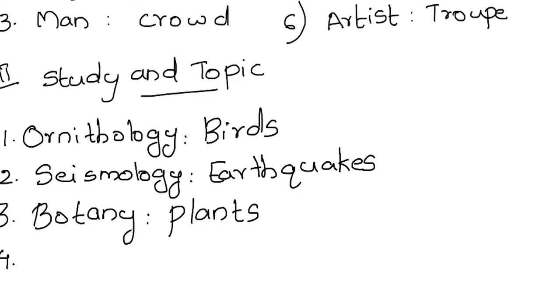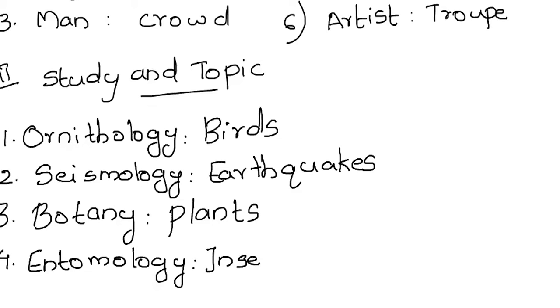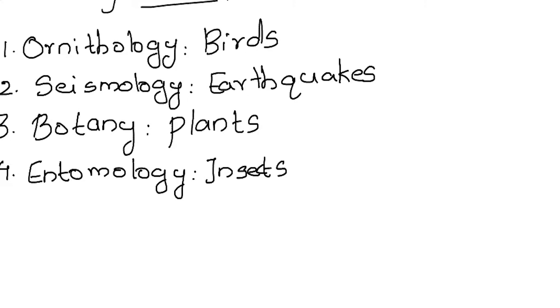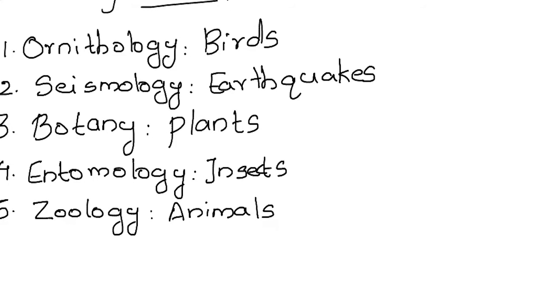Next is botany. Botany is the study of plants. Fourth one is entomology. Entomology is the study of insects. Fifth one is zoology. Zoology is the study of animals. Next is virology. Virology is the study of viruses.